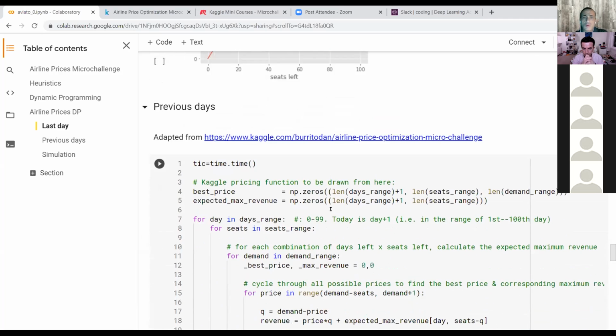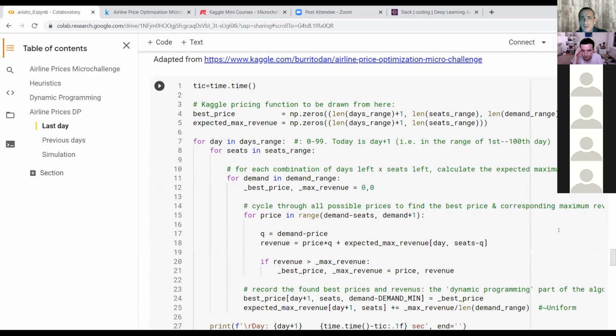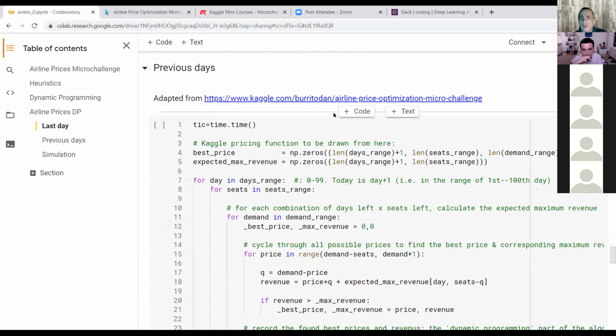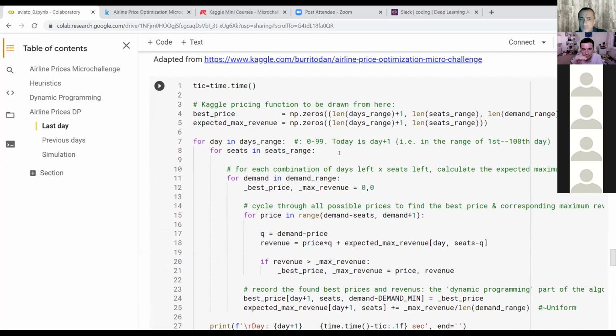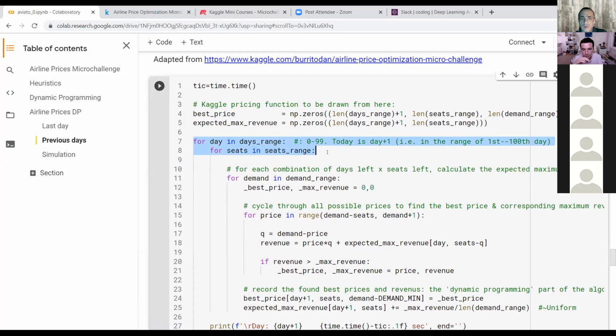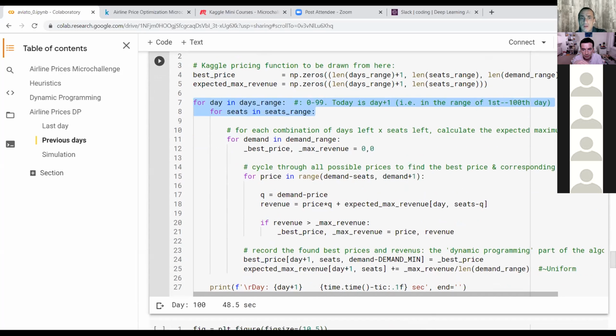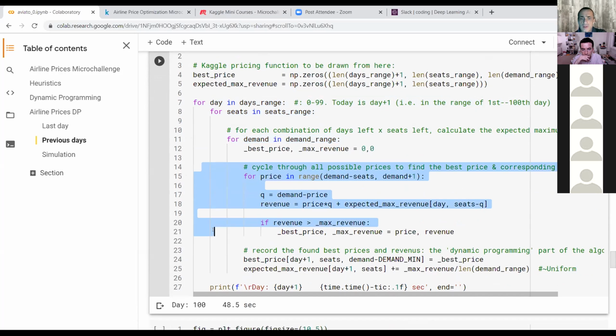And so for all the previous days, including the last day, I built this cycle, which is somewhat adapted or optimized from a nice Kaggle notebook that was already there. Basically, it's the brute force calculation for the entire grid of days left and seats left. For each of those possible combinations, we imagine all possible demand levels, and then for all demand levels, we calculate the best price and the best revenue.